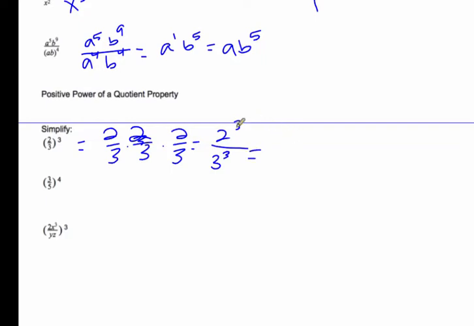Okay, so I can leave my answer like this. I could also simplify. 2 to the 3rd is 8. 3 to the 3rd is 27, okay?